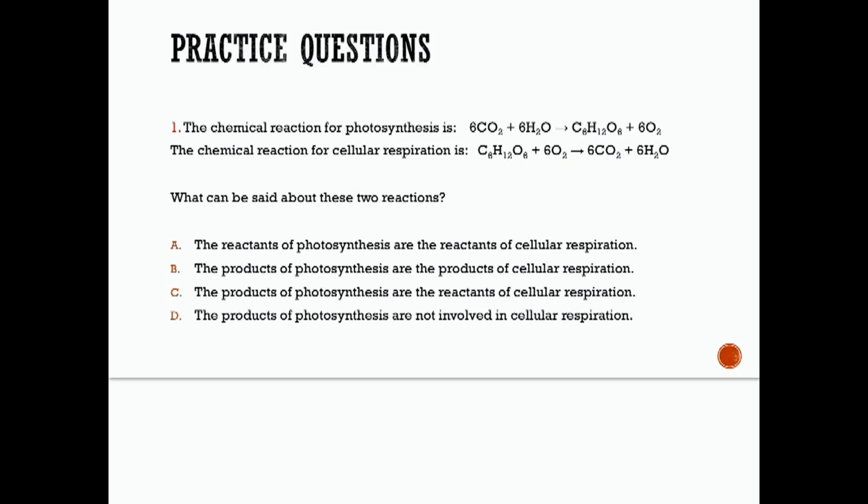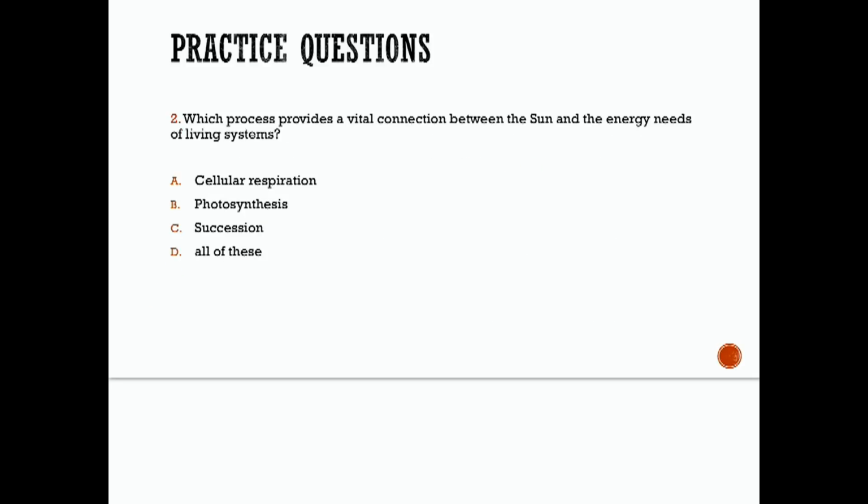So if we just read through and find that one, we'll see the products of photosynthesis right here are the reactants of cellular respiration. Number 2, which process provides a vital connection between the sun and the energy needs of living systems? Is it A, cellular respiration, B, photosynthesis, C, succession, or D, all of these?